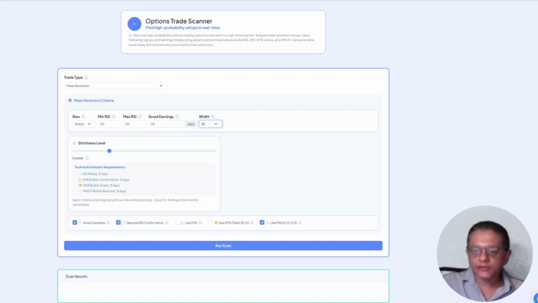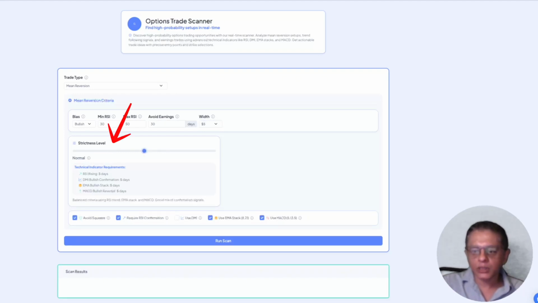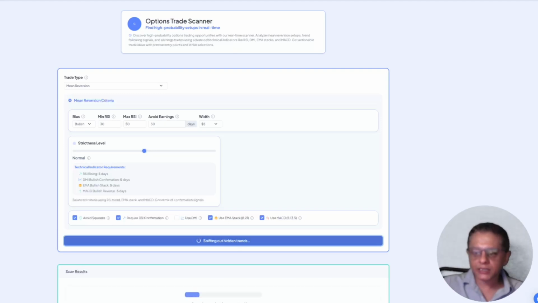And there is this thing called strictness level. I recommend that you start with normal. What that'll do is it'll change all these values. It's even telling you what normal means: RSI rising for minimum 5 days, DMI bullish confirmation minimum 5 days. So it's telling you what this strictness level means, and it will automatically check and uncheck these boxes for you. If you don't find any trades after having a normal strictness level, you can always drop it down to low, and that should bring up some trades.